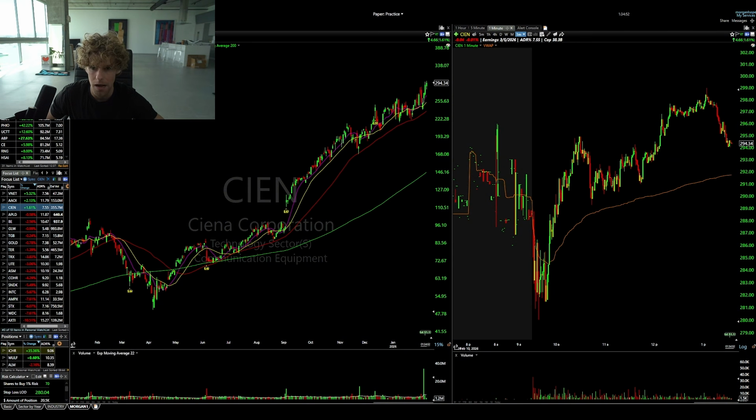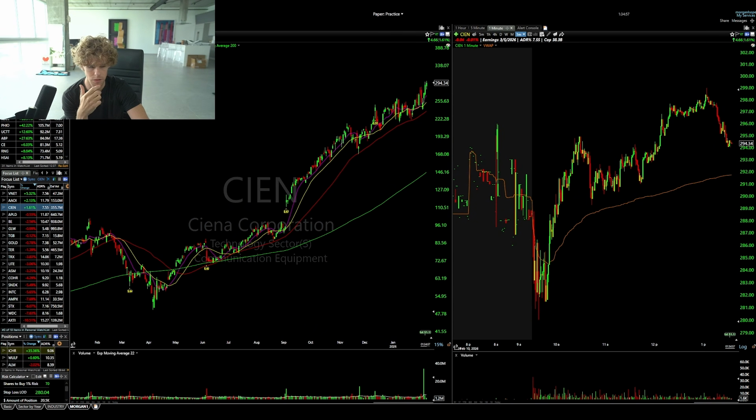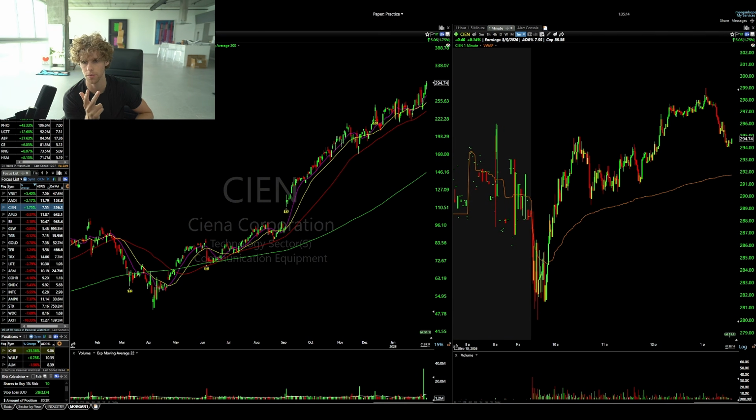Anyways, now that you know how to identify a breakout, how to enter it correctly, risking the proper amount and sizing your position correctly, now let's go over profit taking, so partial profits and moving stop losses.